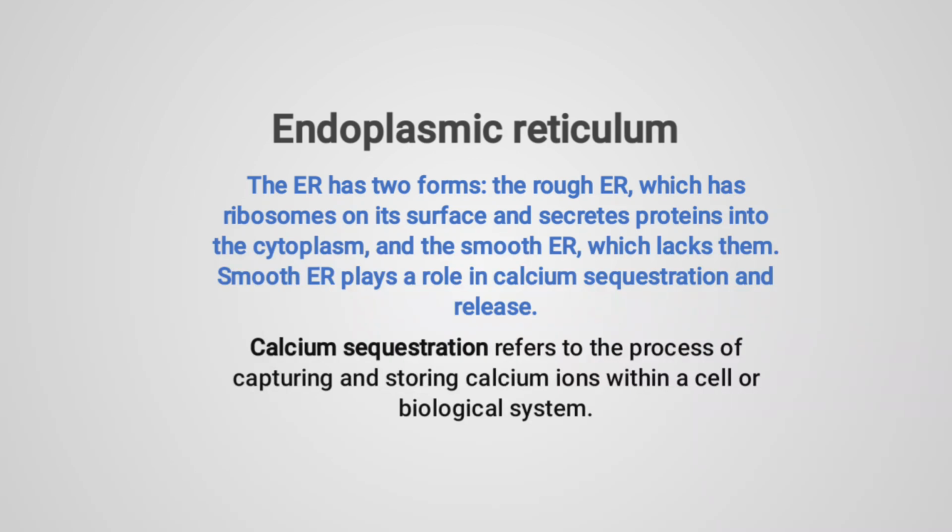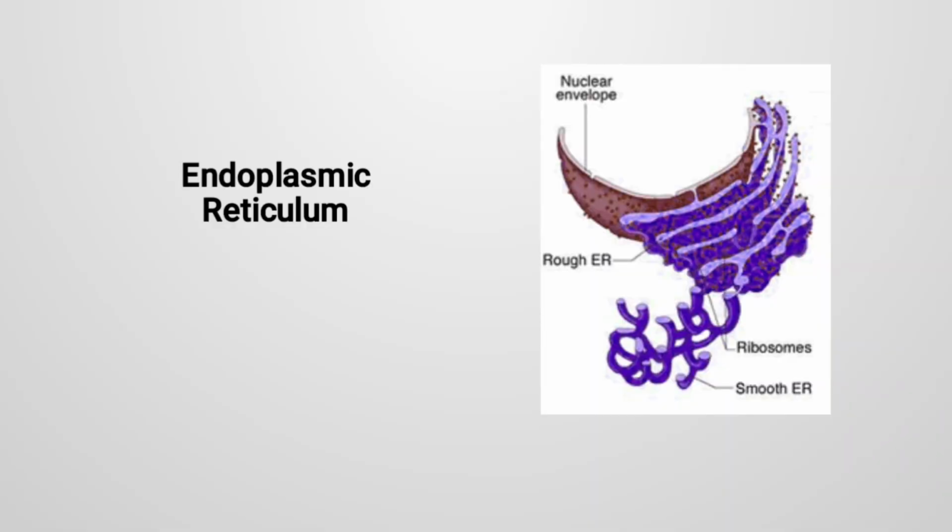And the smooth endoplasmic reticulum lacks these surfaces where ribosomes are present. This smooth endoplasmic reticulum plays a very important role in calcium sequestration. So what is calcium sequestration? That refers to the process of capturing and storing calcium ions within the cell or biological system.